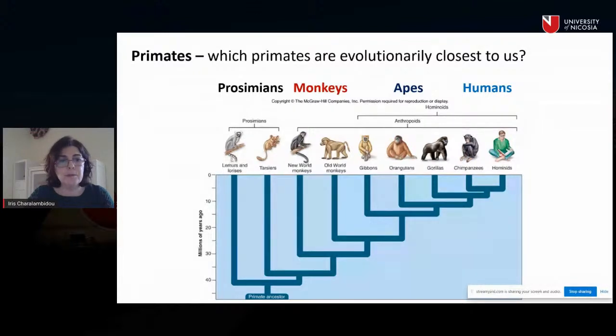For example, the prosimians include the lemurs. I showed you a picture of a lemur earlier. Then we have monkeys over here, then the apes over here, and over here we have the humans. When you look at this diagram, it helps you understand the evolutionary relationship between these different groups of primates. For example, if we go to 45 million years in the past, we can see that all primates had a common ancestor.